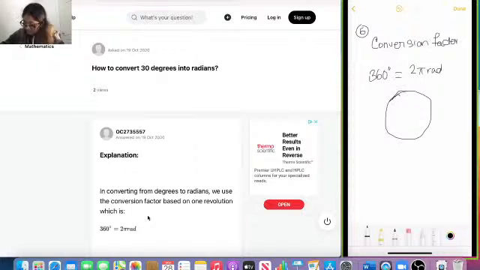So basically the distance around, right? So if you go around this whole circle here, this is all equal to 360 degrees, which is also equal to 2 pi radians. And so if you want to convert, in this case, 30 degrees to radians, you just have to do this: 30 degrees on one side, times 2 pi radians over 360 degrees, right?